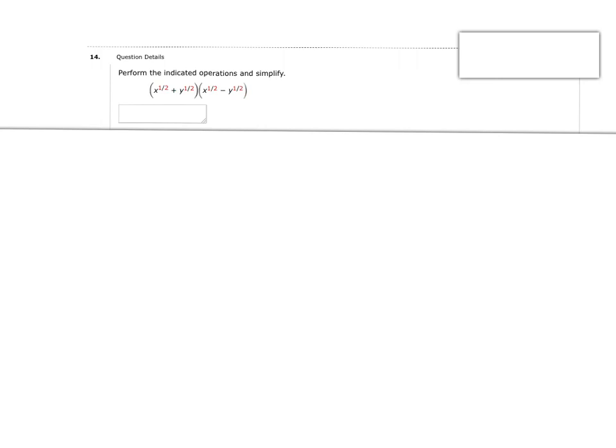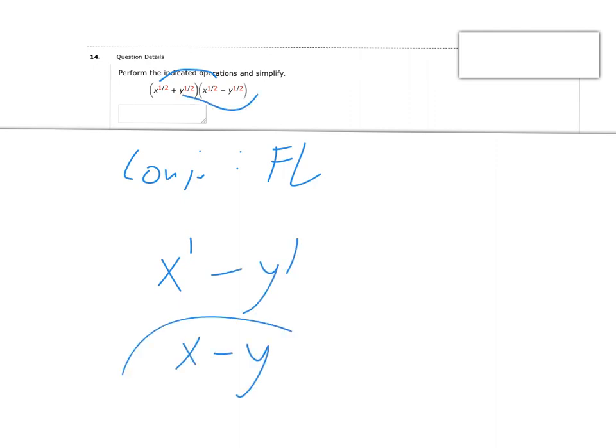All right, here, number 14, I see that these are conjugates, and so we can do the FL. And so if I do first times first, once again, remember we're going to be adding those exponents because the bases are multiplying. We add exponents, so 1/2 plus 1/2 is really just 1 whole. And then actually the same thing for the y's. And so this will just be x minus y.